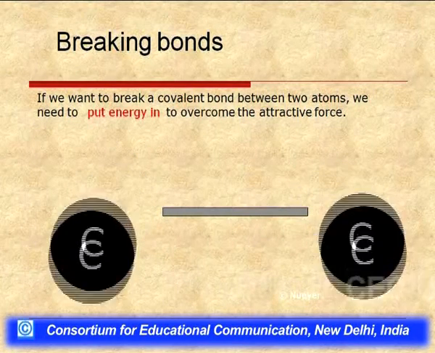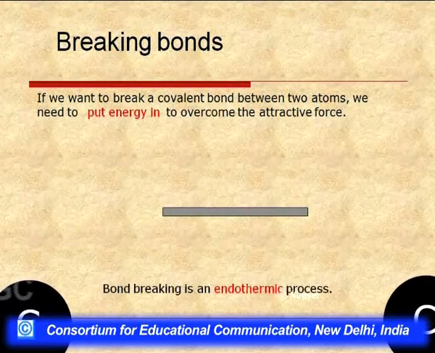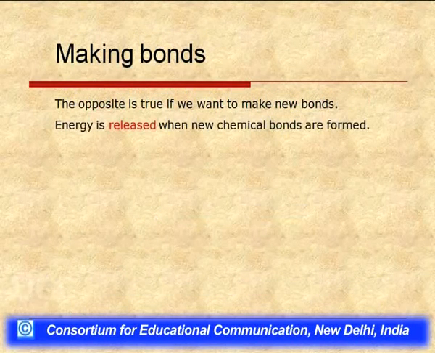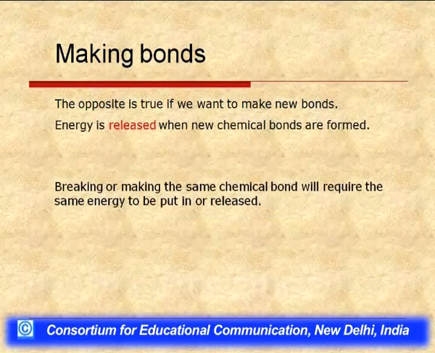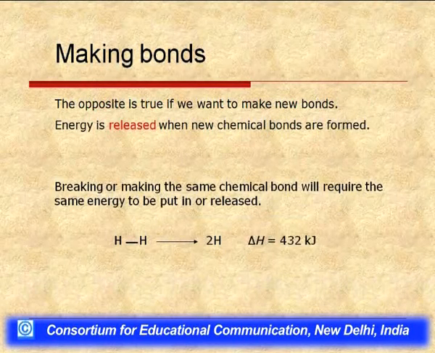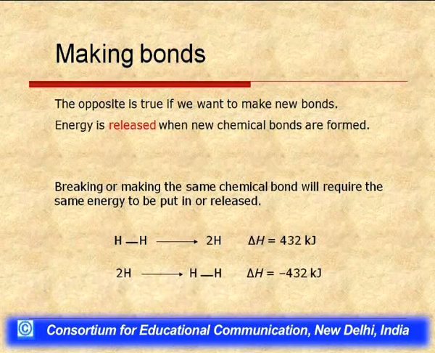For example, we have seen that whenever bond breaking occurs, we need to pump energy into the chemical system to break the bond and separate the atoms or radicals apart. In the making of a bond, exactly the opposite is true. That is, if we want to make new bonds, energy is released when new chemical bonds are formed.